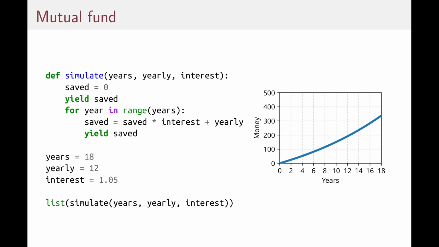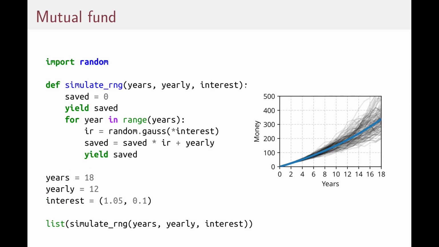Then you might ask yourself, what about the uncertainty here? If you know you can deposit the same amount of money, the yearly variable, that's fine, but what about the interest rate? If you throw this in a mutual fund, you know that the interest rate is going to vary from year to year, so you might not want to assume that it's always 5%.